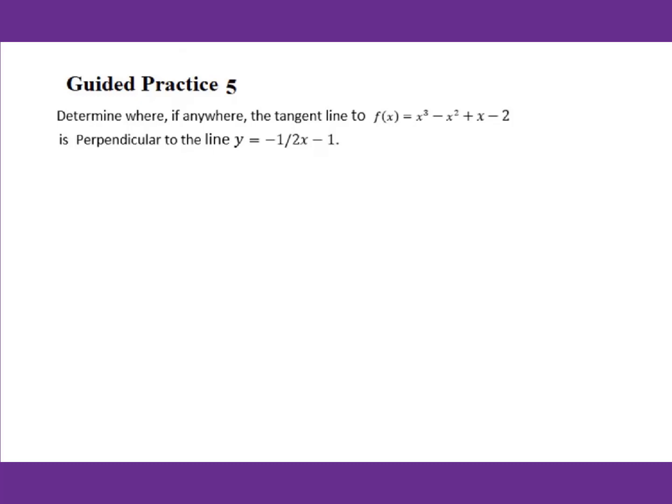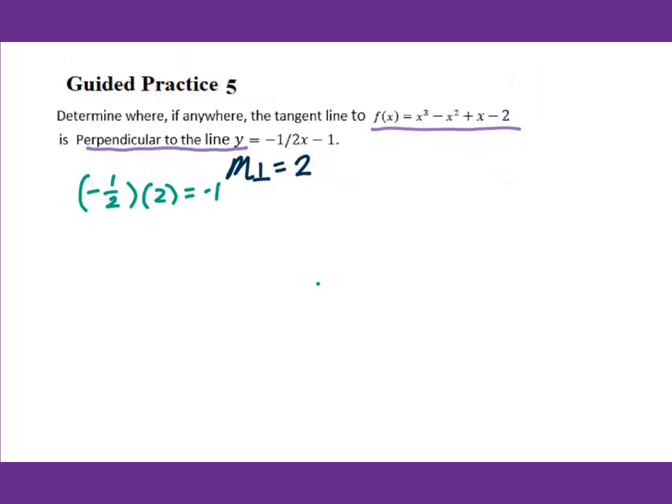Determine where, if anywhere, the tangent line to this is perpendicular to the line y equals -1/2 x minus 1. First of all, we need to figure out the slope of a perpendicular line. It will be 2, because -1/2 times 2 equals -1. The derivative of this f(x) equals 3x squared minus 2x plus 1, using the power rule of derivative.